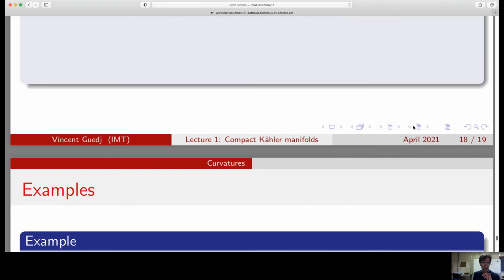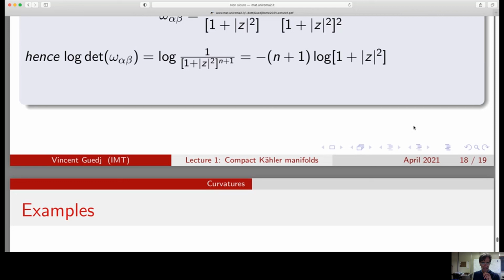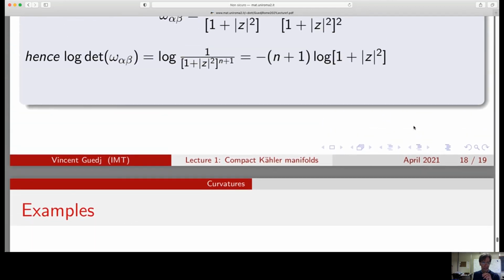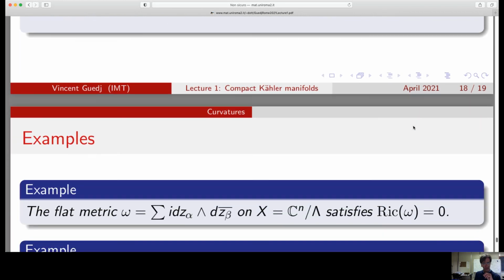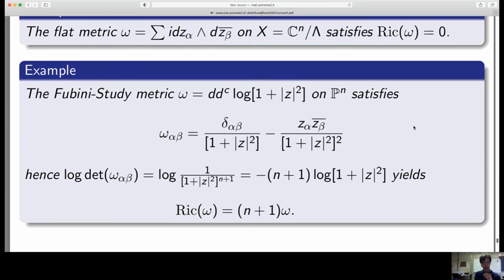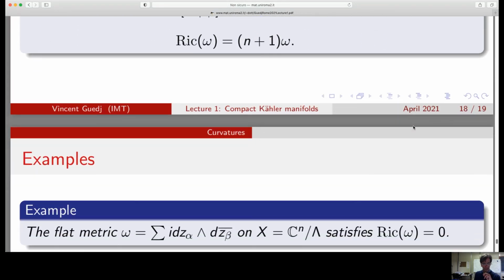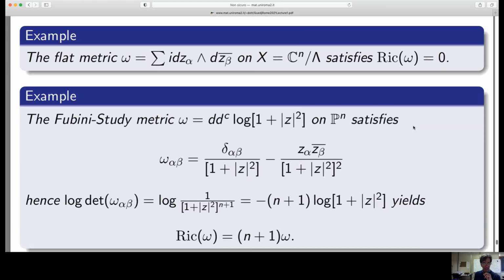And therefore, doing the calculation, you see that the logarithm of the determinant is the logarithm of 1 over (1 plus |z|^2) to the n plus 1, which is minus (n plus 1) log of (1 plus |z|^2). Therefore, you see that Ricci of omega is (n plus 1) omega. So with lambda positive in the projective space case.